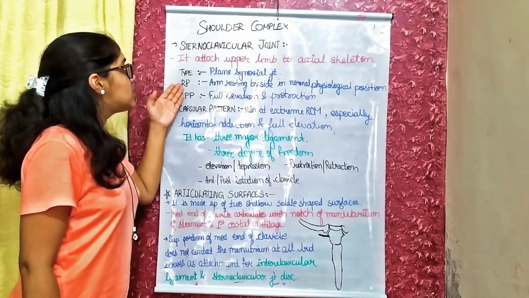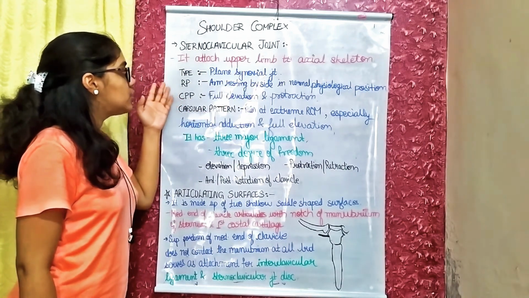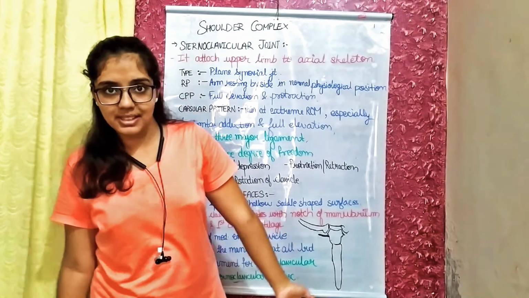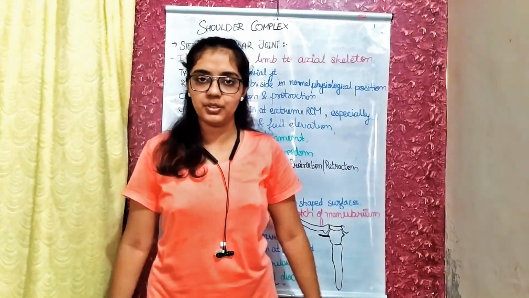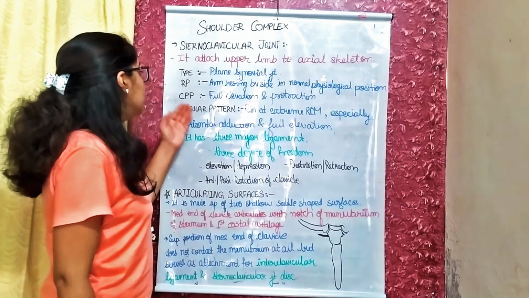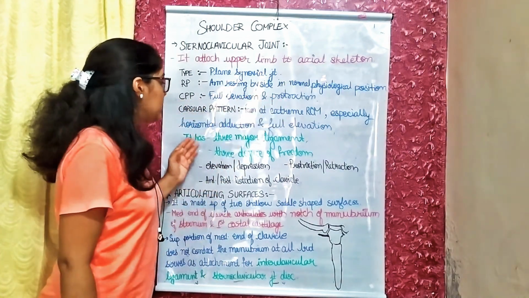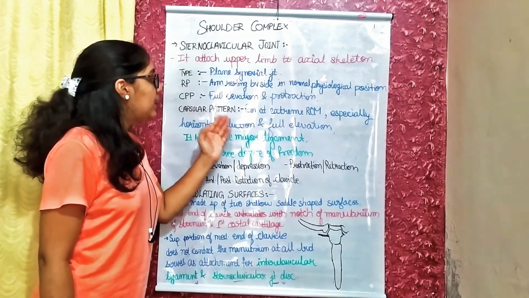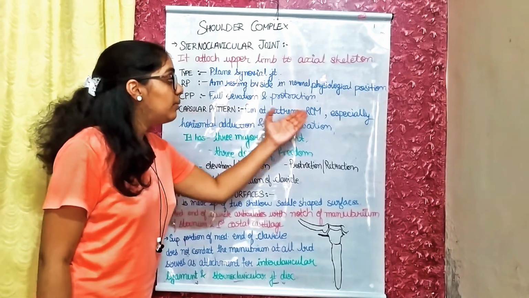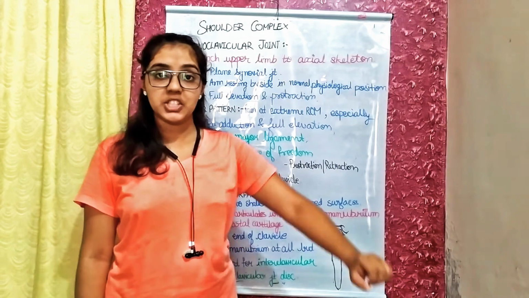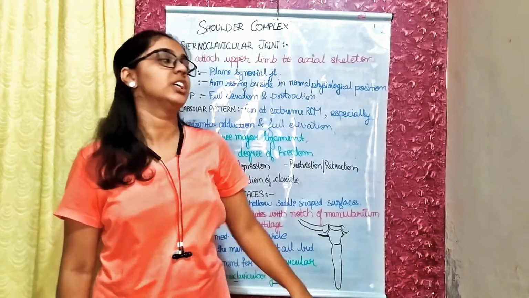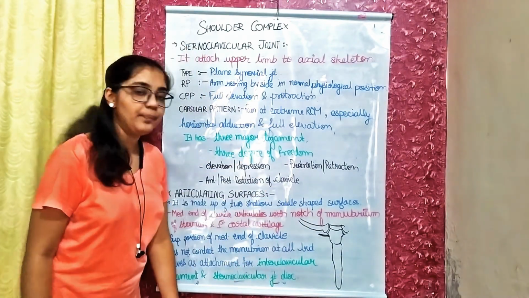The resting position of the sternoclavicular joint is the arm resting by the side in normal physiological position. Its close-packed position is full elevation and protraction. And the capsular pattern is pain at extreme range of motion, especially at horizontal adduction and full elevation.